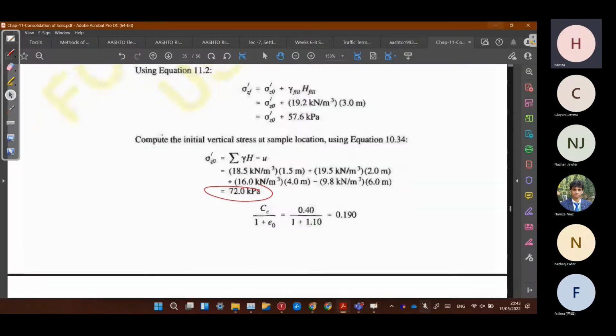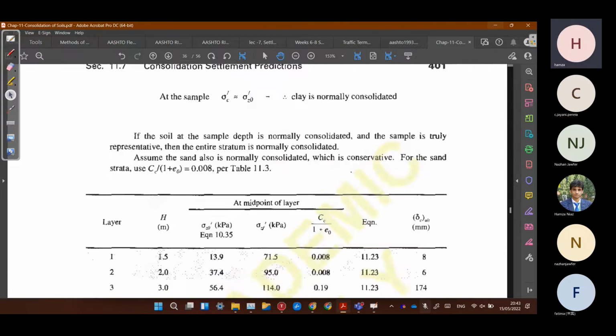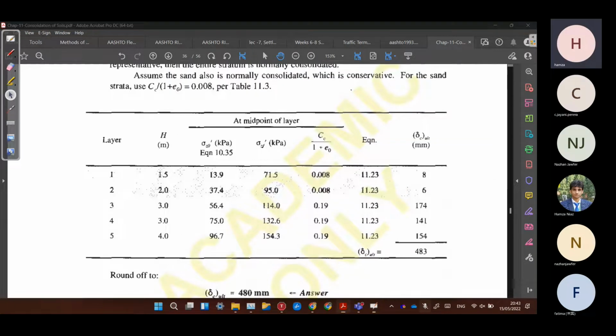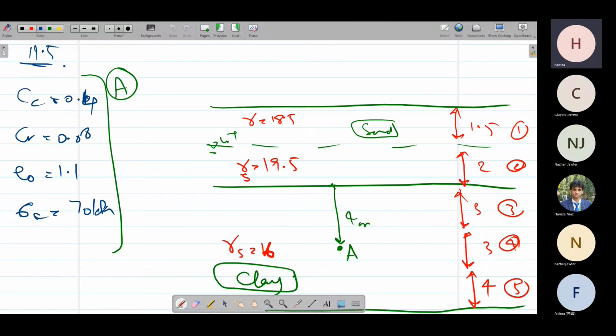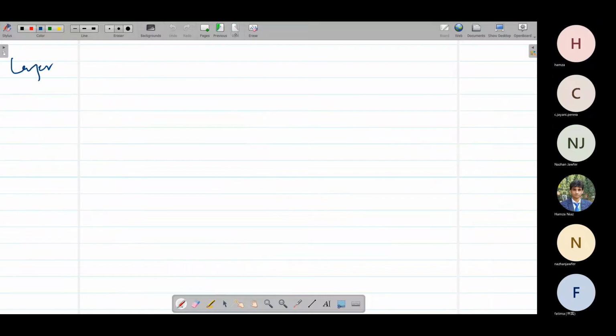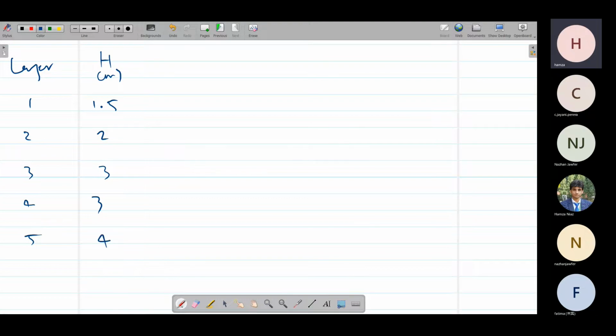So after this, what we have to find, we have to draw this table. So we have this layer. We have 5 layers, I think. 1, 2, 3, 4, 5. So we have the height of each layer in meters. So we have 1.5, 2, and 3, 3, 4.